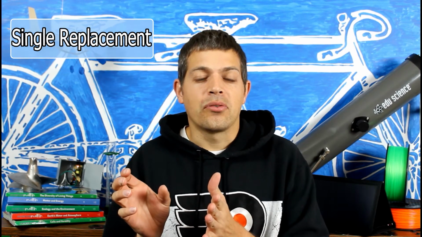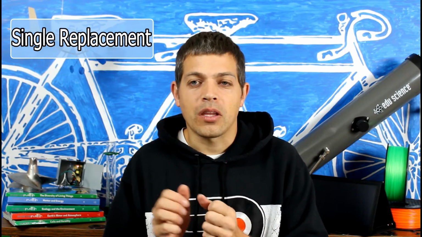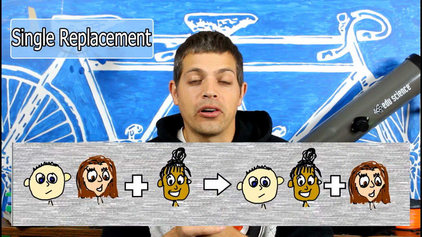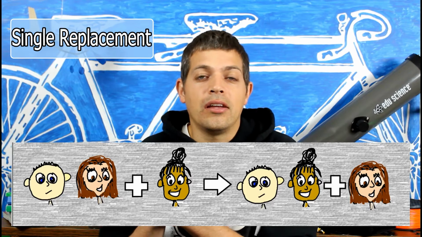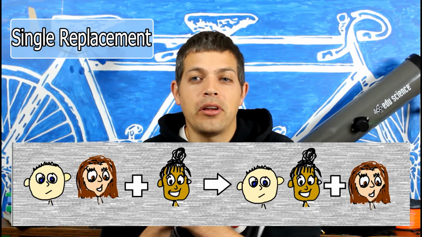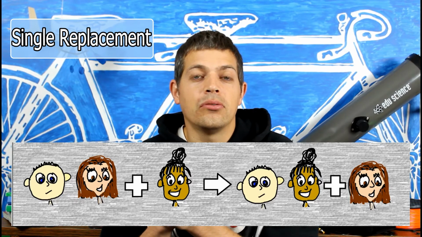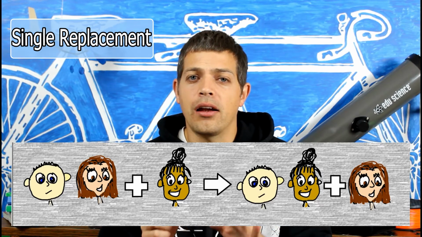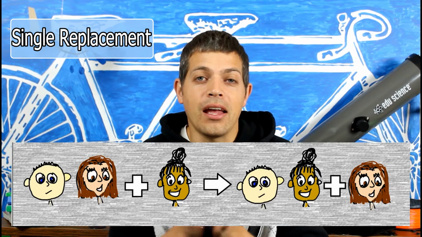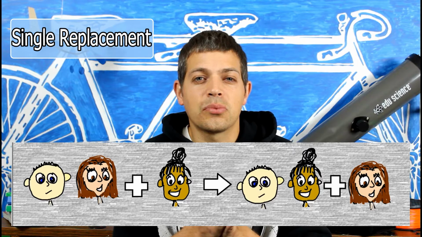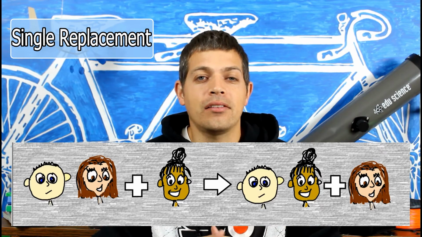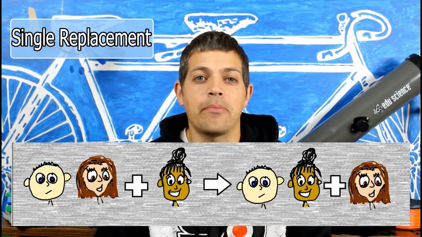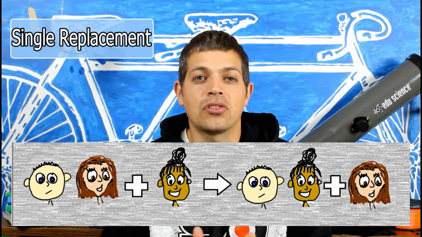Okay? So think about it kind of like a date. There's a boy and a girl that are together. They're an item, and they run into somebody else who's single. So maybe the guy and the girl run into his ex-girlfriend, which is a bad idea. But what happens at the end is maybe the girls switch. So there's a single replacement going on there. And that's exactly what happens in chemistry.